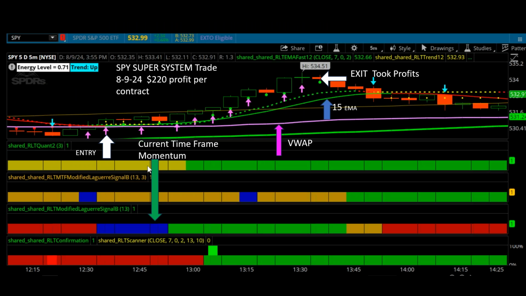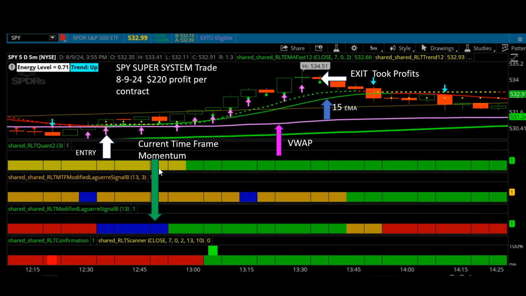Now we're going to look at some trades here. This is one I did on the 9th of August, and I've got a few of them on here. On here, I put the indicators that I use. Now, this looks pretty busy. This is the Compass system. We've got multiple indicators here. This is a multi-time frame momentum. This is a current time frame momentum. This is a long-term trend, and this is a derivation of money flow.